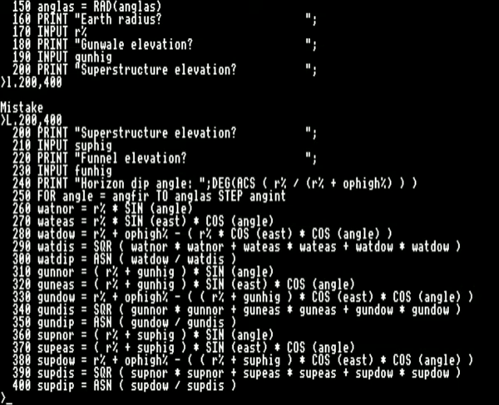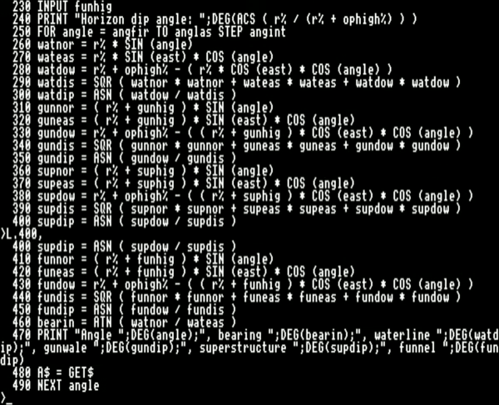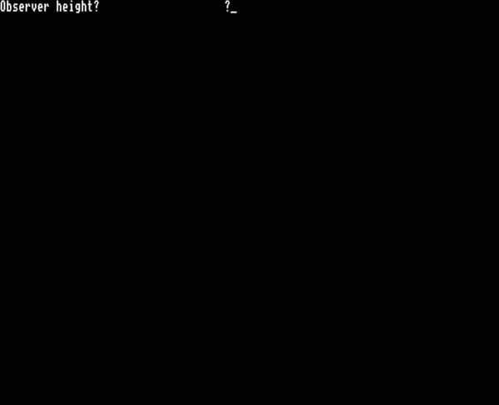And then it does the same for the gunwale, the superstructure and the funnel, just adding their heights to the radius of the Earth for the calculations. Capital. And finally it prints everything out in a single line, and it's printing out where it says deg angle, deg bearing, that is converting back to degrees for the output so that you can see what's going on. It does still have $8 equals get dollar to request to force a pause, but instead of swamping the screen, it's only going to take up a couple of lines.